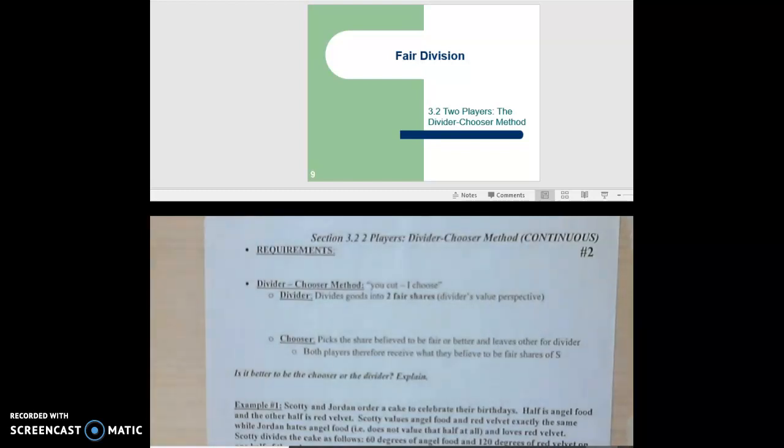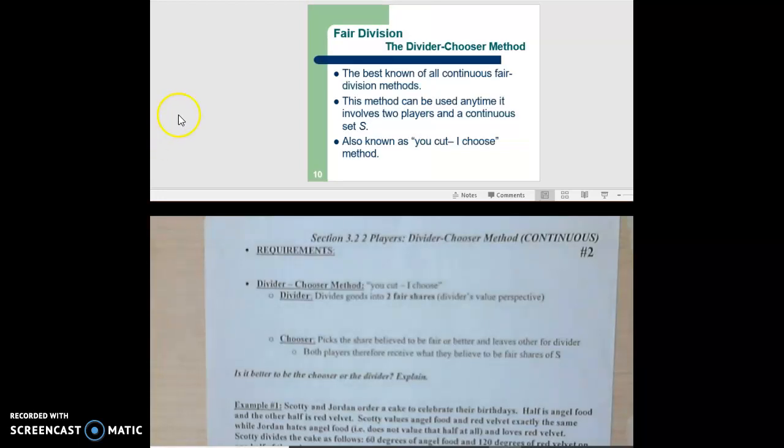All right, so let's move on to our fair division lesson two. And this is what we call the divider chooser method. Divider chooser is the best known of all the continuous fair division methods. It is definitely the best known of all the continuous fair division methods.